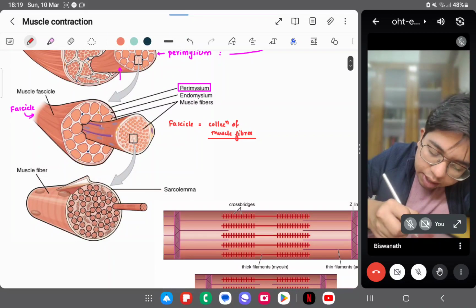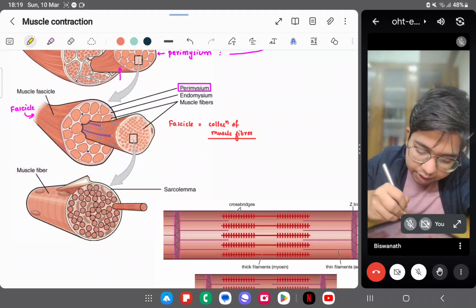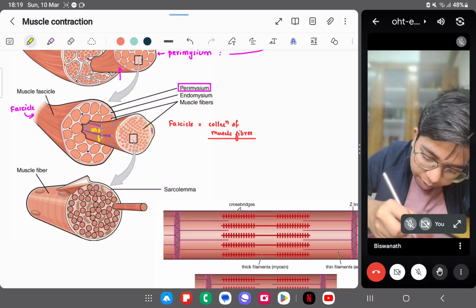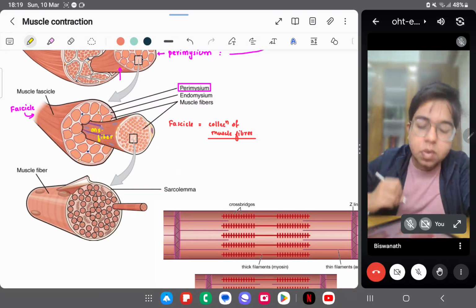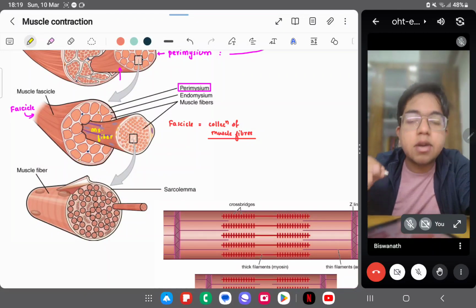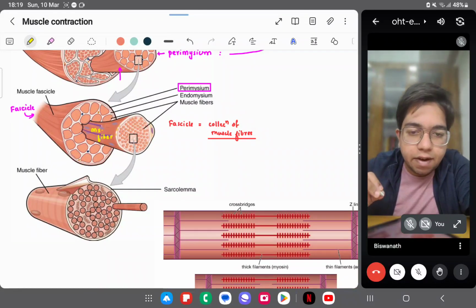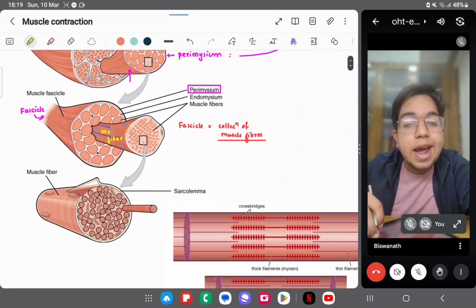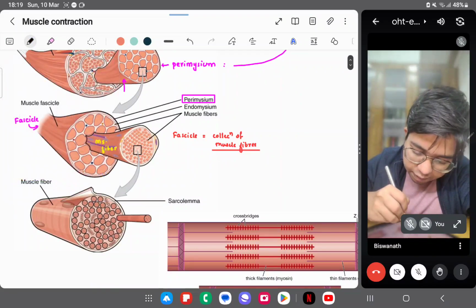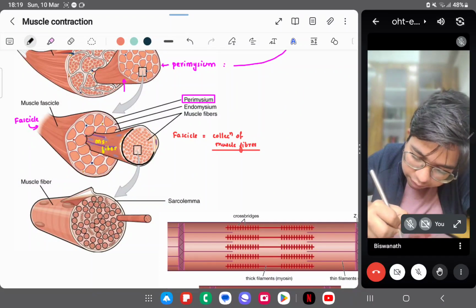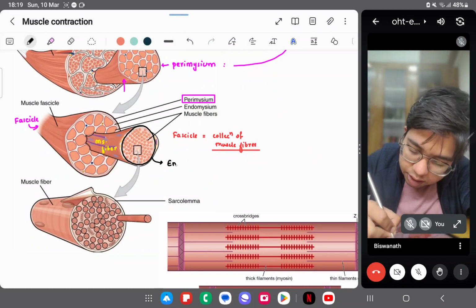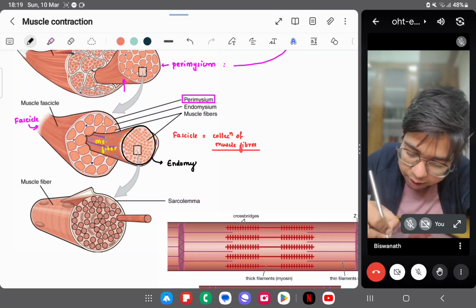Here each muscle fiber is being extrapolated out. This is a muscle fiber, and the outermost covering of each muscle fiber is called your endomysium. So this whole covering of a muscle fiber is known as the endomysium.